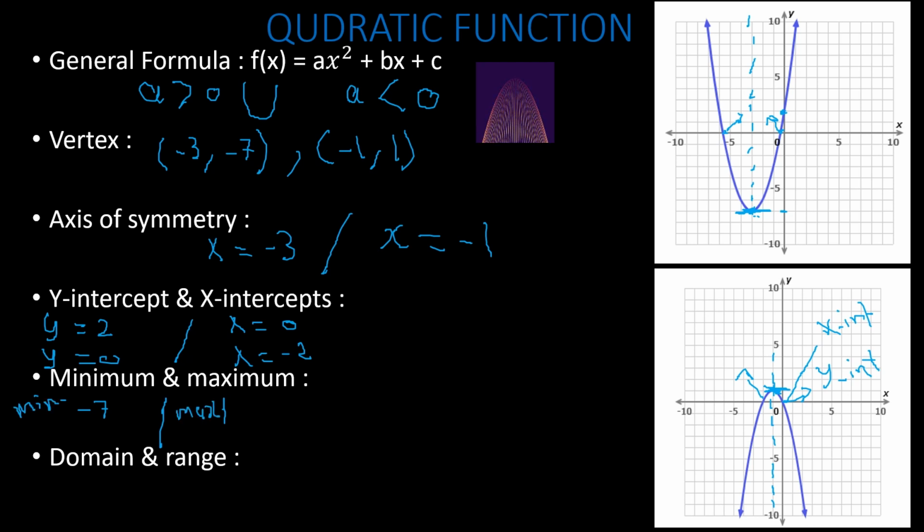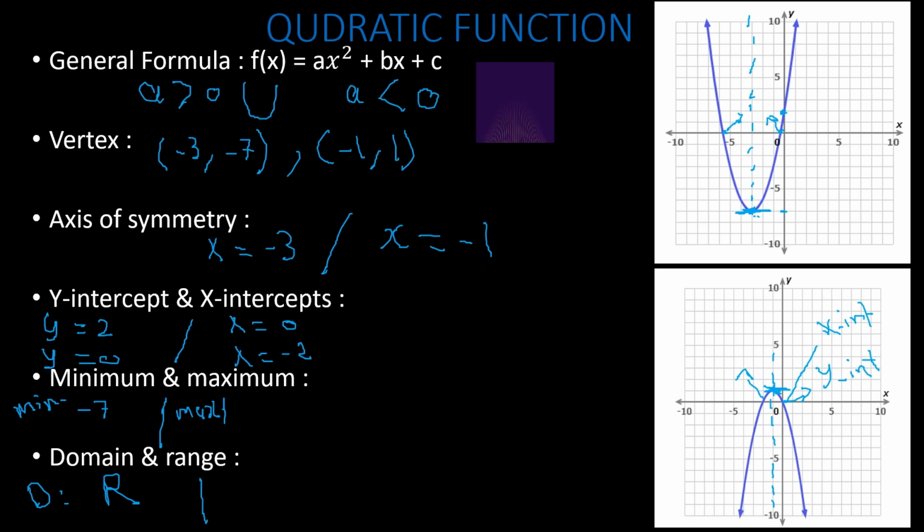Now, the domain and range. The domain of a parabola, or of a quadratic function, is the values of x, which can be any value. So the domain of any parabola equals R. The domain of the second shape will also be R.